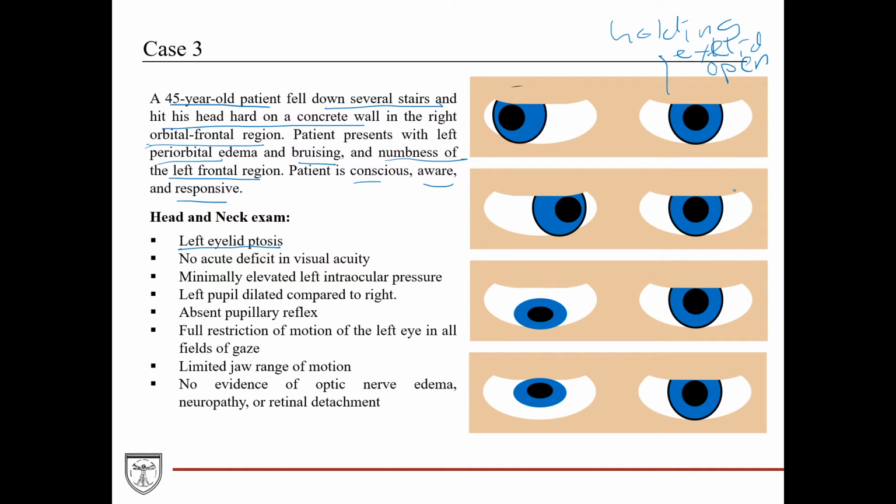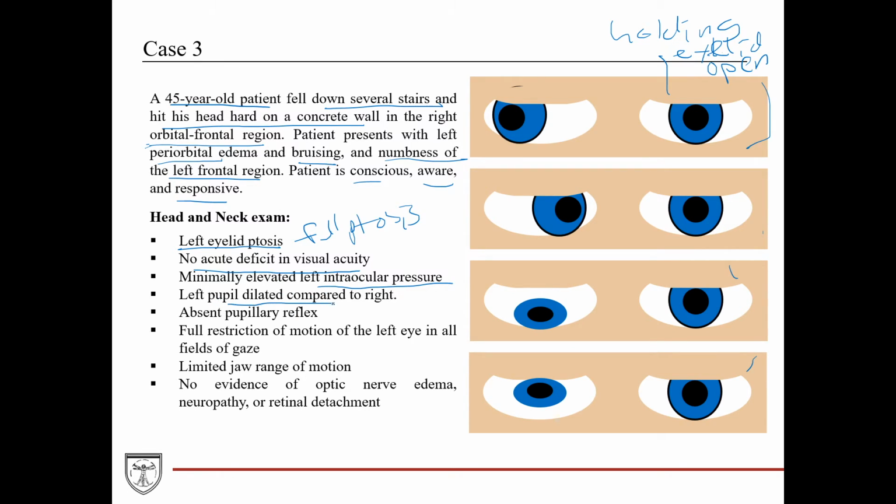Should say that here. So this is for all of these. So he has left eyelid ptosis. I'll tell you, he has full ptosis. Should have made note of that. So he's got full ptosis, no acute deficit in visual acuity, so his vision's intact. He's got minimally elevated left intraocular pressure. Again, it's not too surprising. He got pretty banged up in that region there.